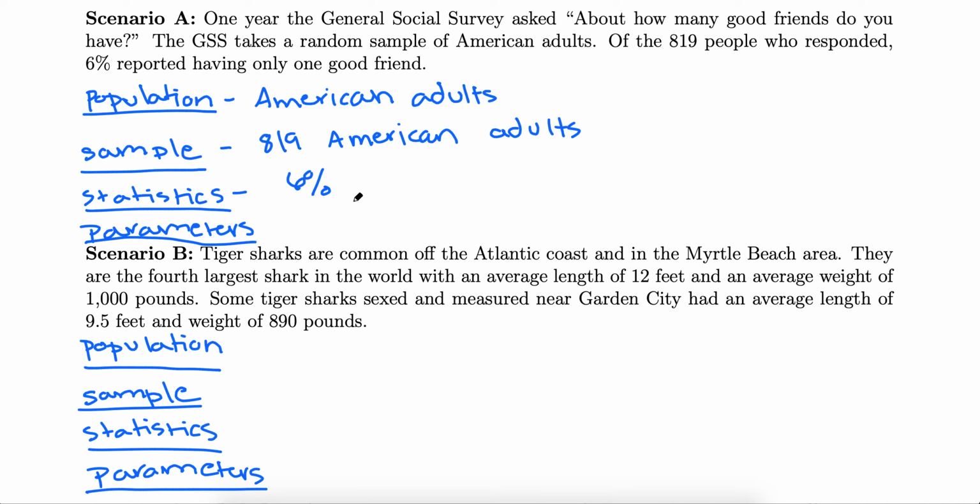We'll introduce notation as the semester goes on. Parameters, if you read the problem, remember parameters describe the entire population. So reading the problem, I don't see any summaries of the entire population of American adults. So I'm going to say none here.